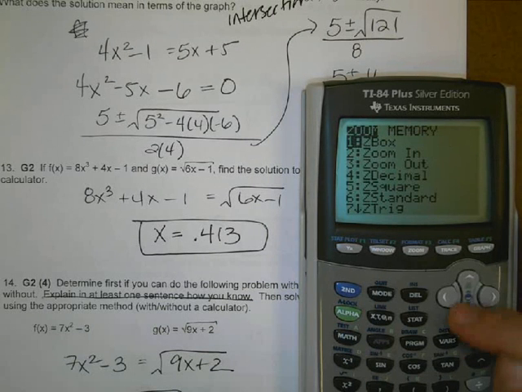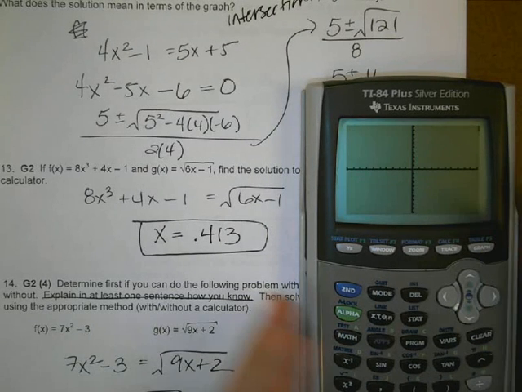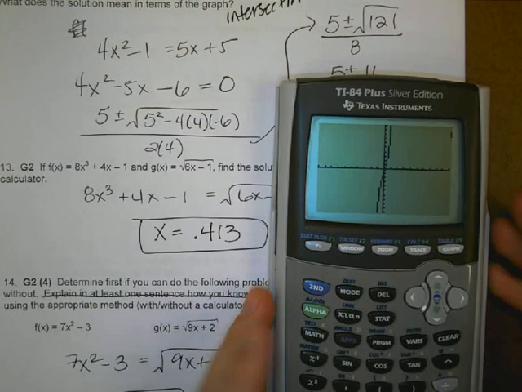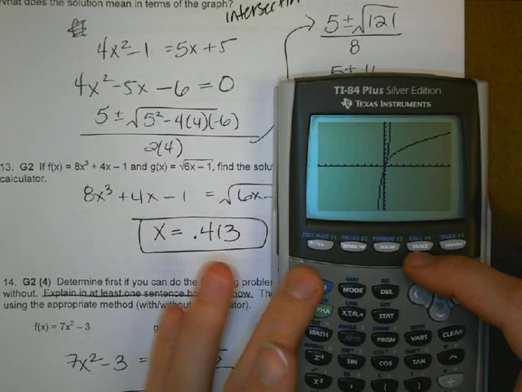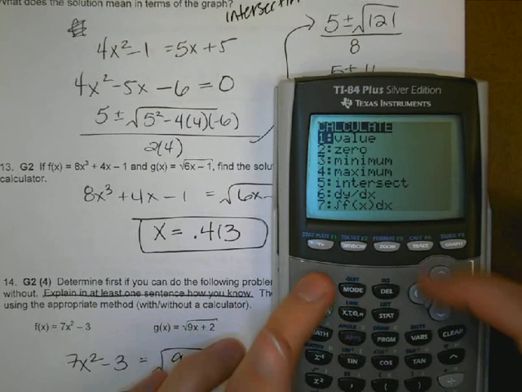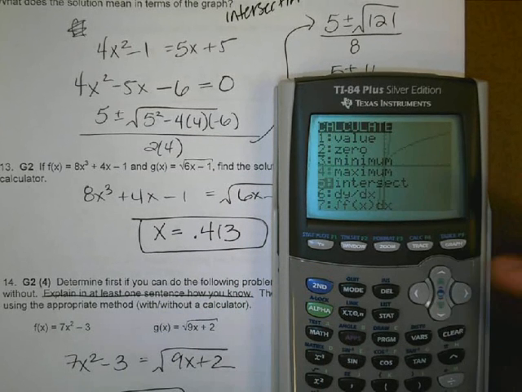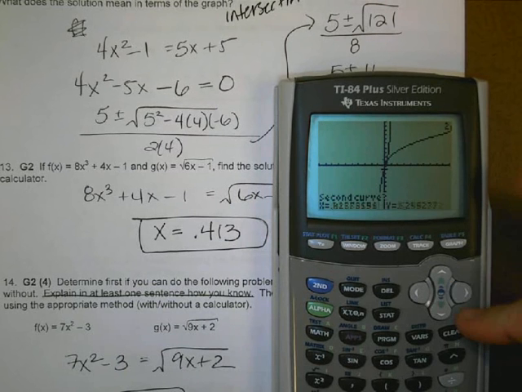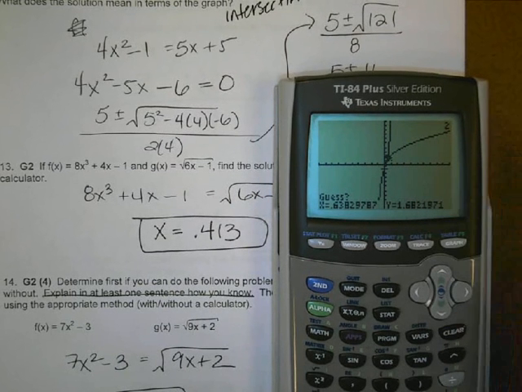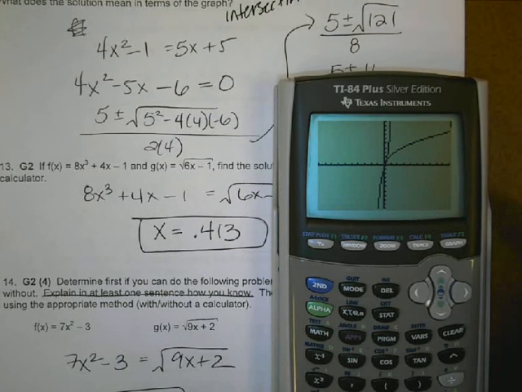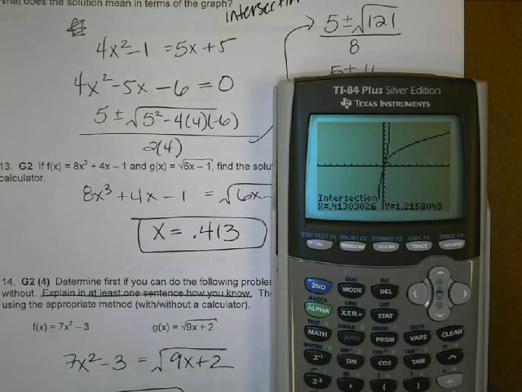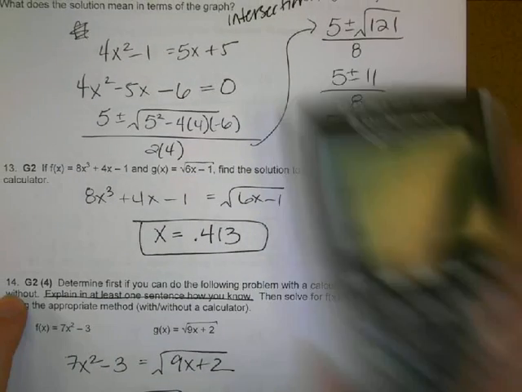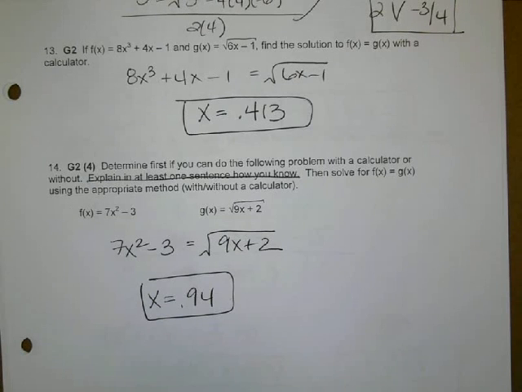I went to a standard window. Then I can see they intersect in my window, so I'm going to go to the Calc menu, which is second trace, and go to the intersect. First curve automatically selects. I might have to move over a little bit on the square root function to get it to select. Hit enter one more time, and then you end up getting 0.413.